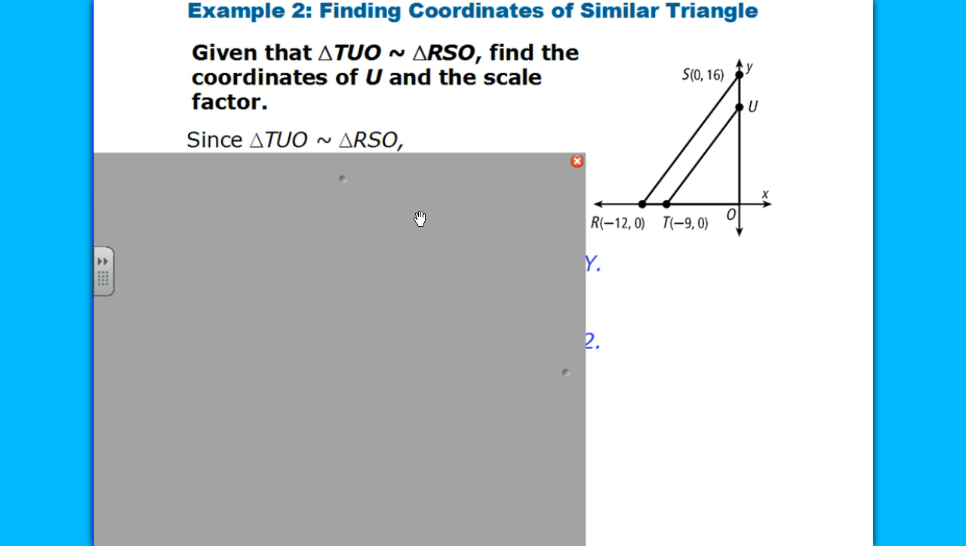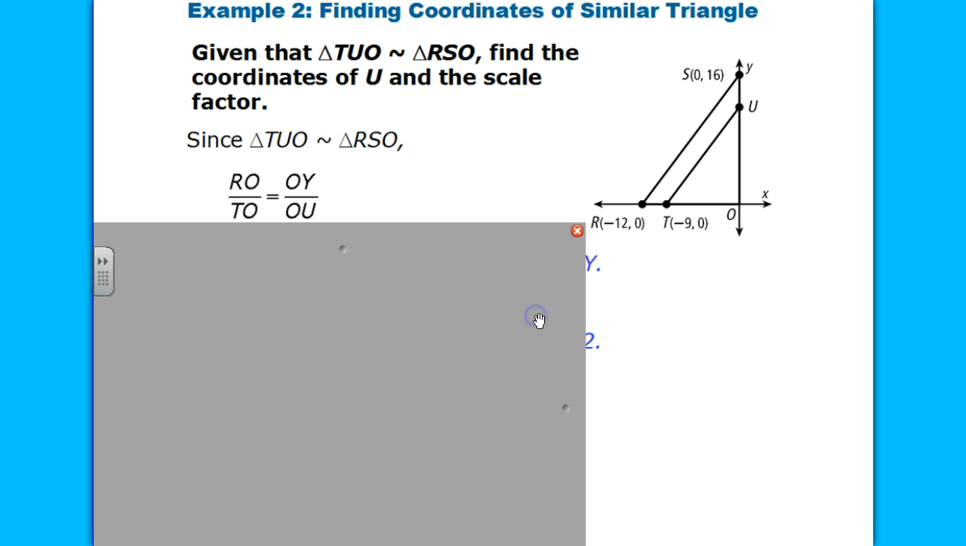Since we're told these are similar, can you find the scale factor? How would you do it, Jenna? Okay, and which sides are the easiest to use? The straight lines. Right, so the horizontal, we can see these segments really clear. It's easy to see their length, right? And same with the vertical. So how would you set up your proportion? RO over TO equals OS over OU, and OU is the missing one. We don't know that, do we? We don't even need to know. We just need to find the scale factor, right?